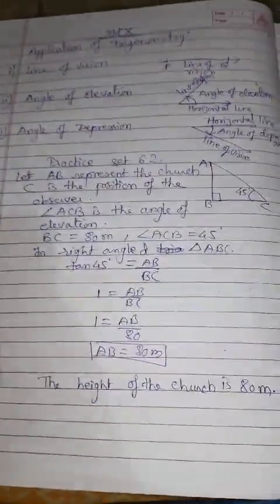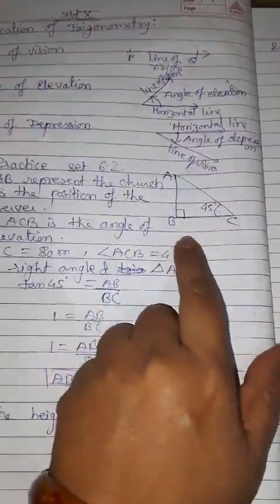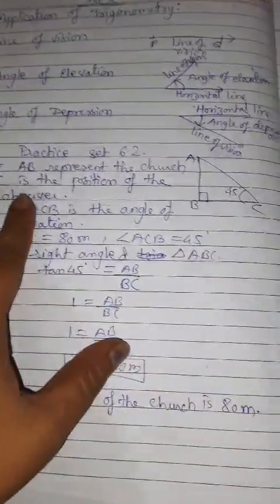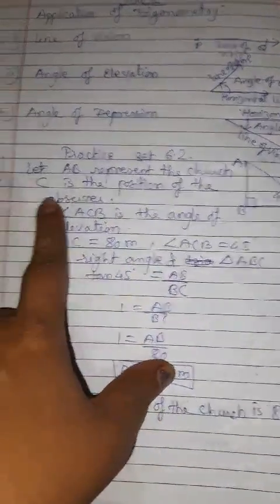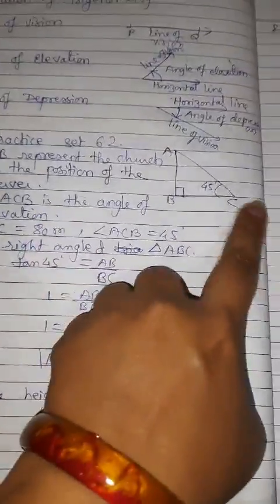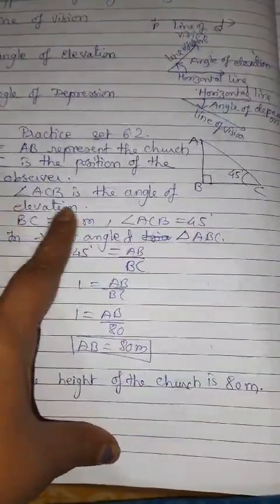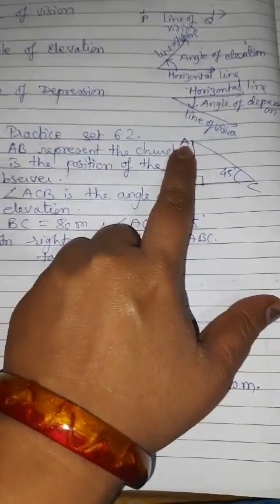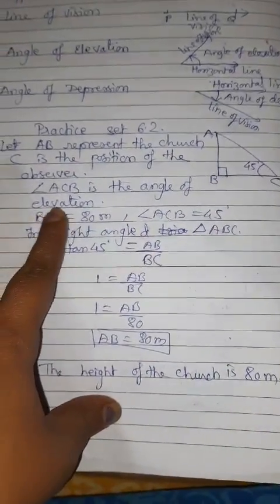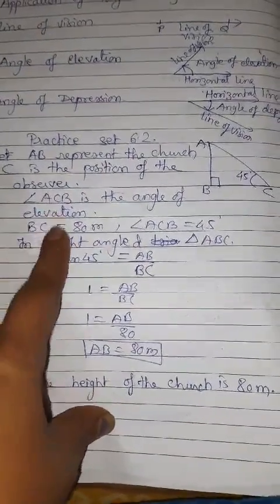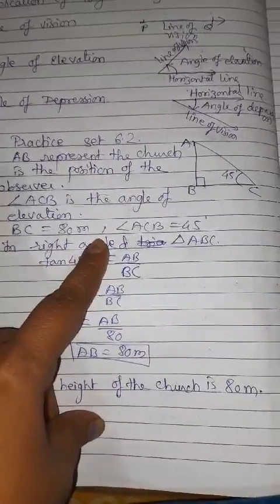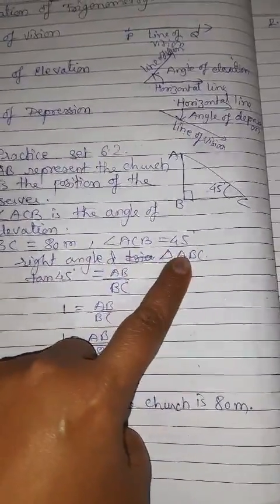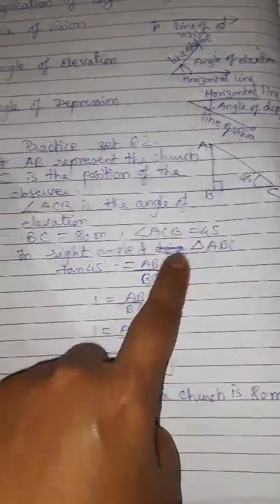So here we draw a rough sketch, that is triangle ABC. Here AB represents the church and C is the position of the observer. And angle ACB is the angle of elevation because he is observing the top of the church. So the height of the church. Here BC equals 80 meters. Angle ACB is equal to 45 degrees, that is the angle of elevation.